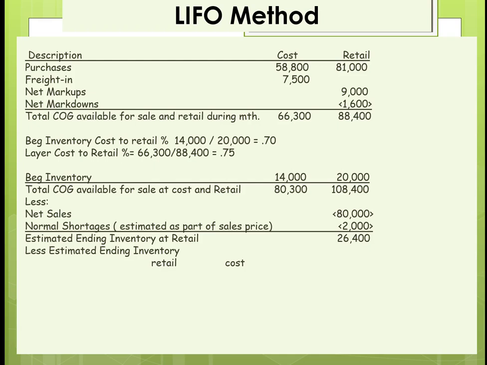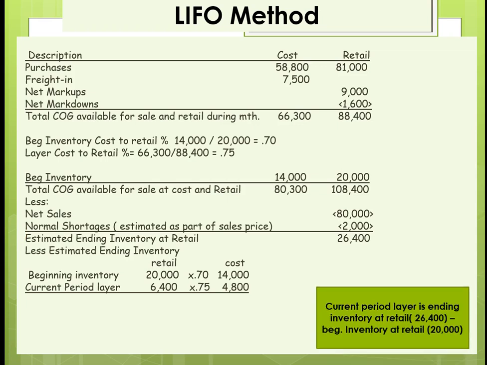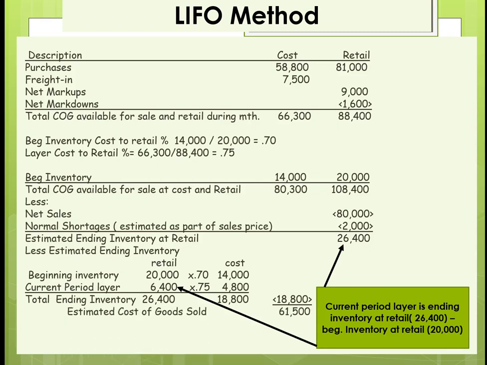And now we're going to estimate our ending inventory. We're going to take our beginning inventory. And of course, you notice we get the same numbers. We're then going to subtract that from the 26,400 to figure out what the layer is for that addition during the month. And that is going to give you our estimated ending inventory value. And we subtract that to get our cost of goods sold.